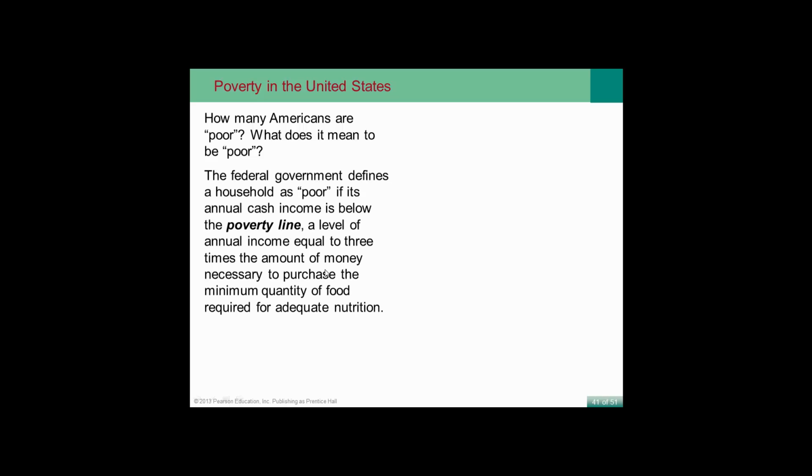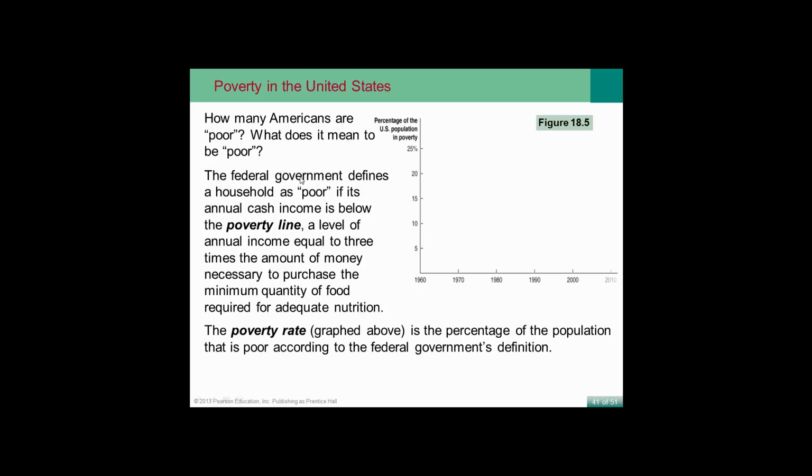How many Americans are what we consider quote-unquote poor? And what does poor mean? The federal government defines a household as poor if its annual cash income is below the poverty line, a level of annual income equal to 3 times the amount of money necessary to purchase a minimum quantity of food required for adequate nutrition. The poverty rate is graphed above.